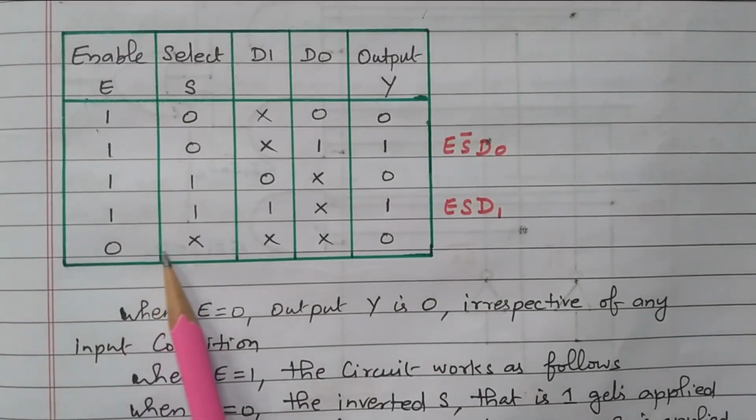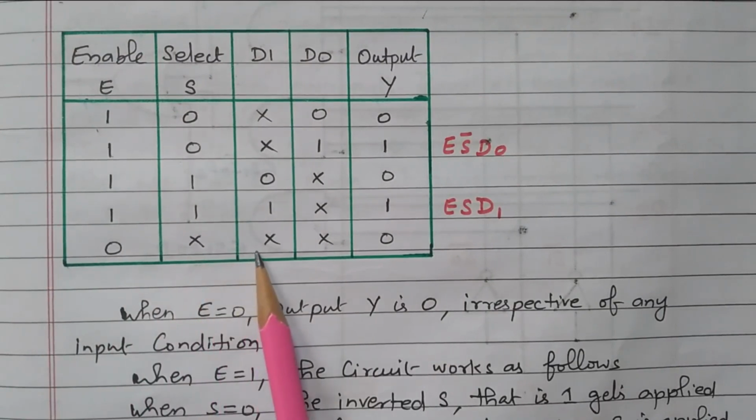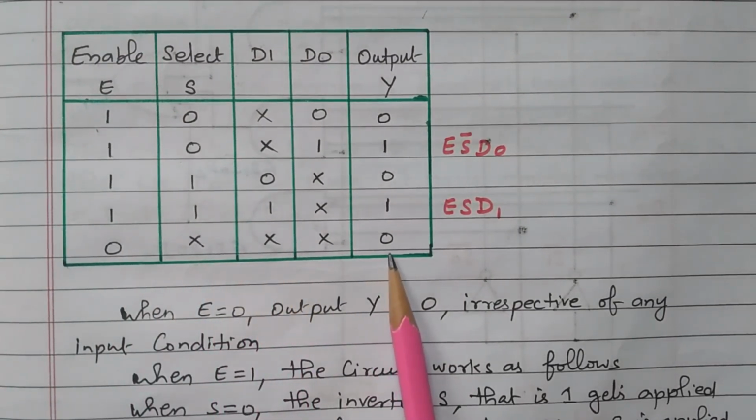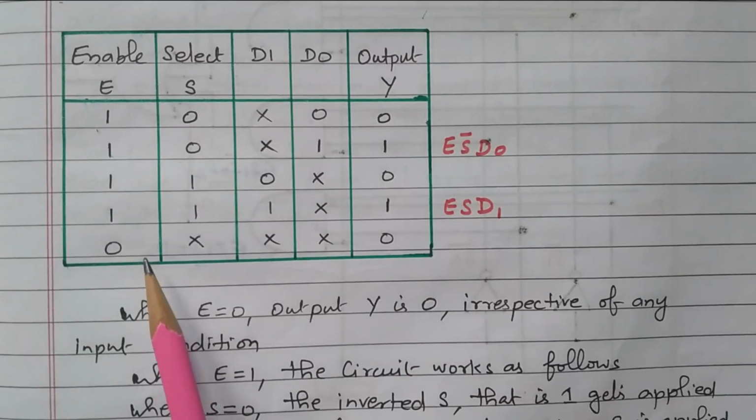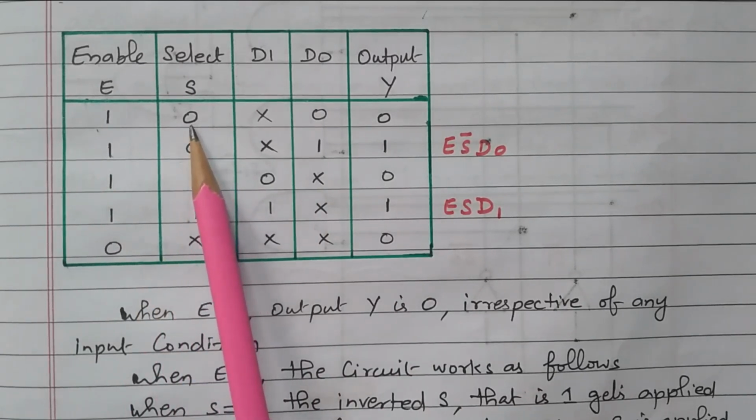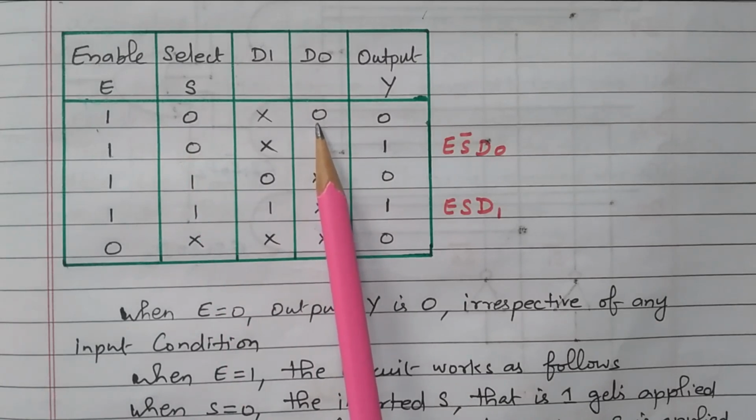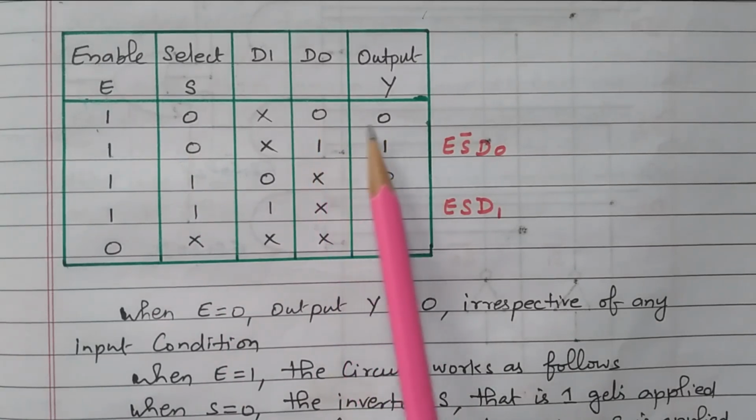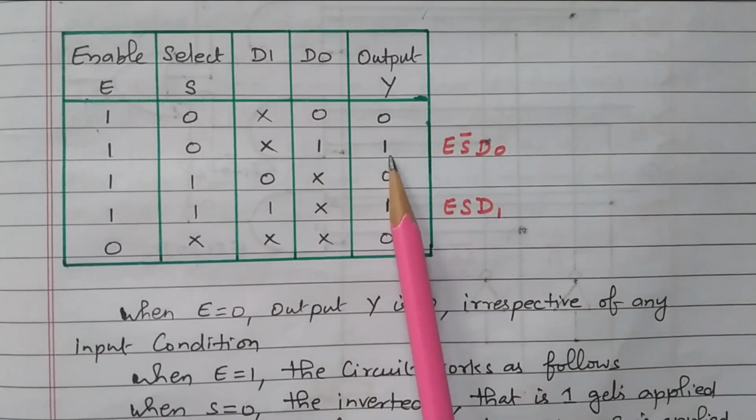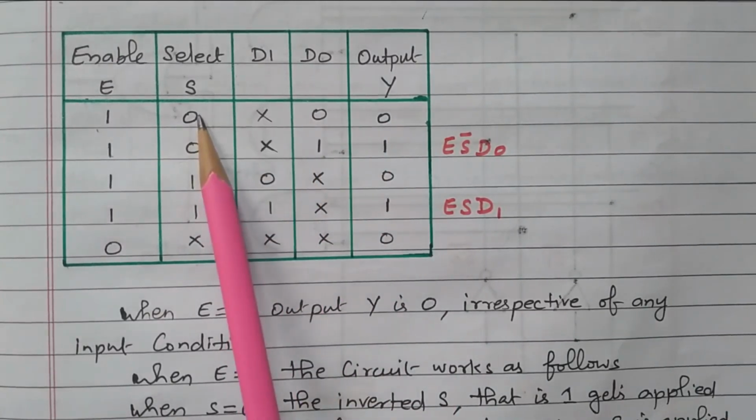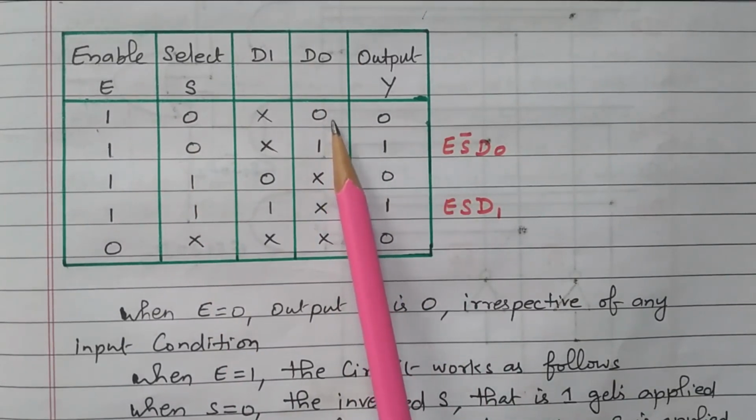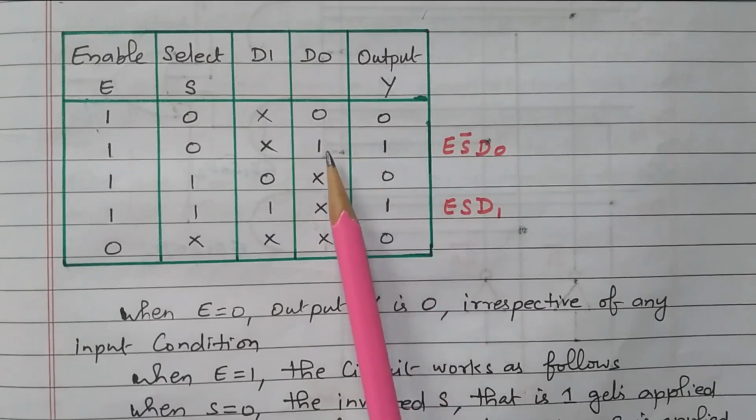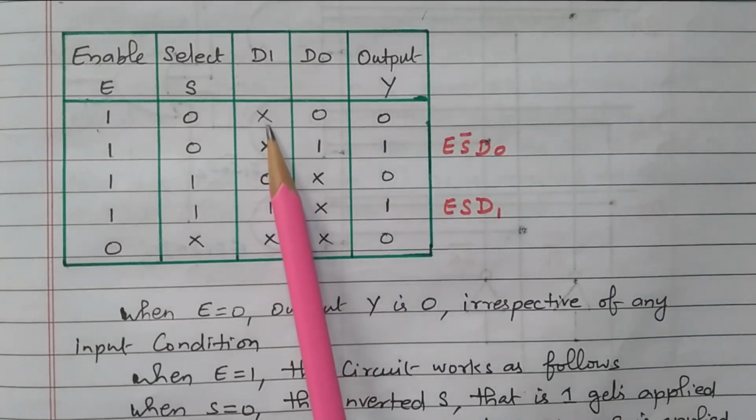When the enable input is 0, whatever may be the selection line, whatever the value of D0 or D1, the output will be 0 only. If the enable is 1, then only it will produce the output. We have 4 combinations, right? First, selection line is 0 means it will produce D0 as the output. If D0 is 0, output is also 0. D0 is 1, output is 1, whatever may be the D1, right? I have already discussed, if the selection line is 0, it will produce D0 as the output. D0 has two options, it may be 0 or 1. If it is 0, the output is 0. If it is 1, output will be 1, whatever may be the D1 value.